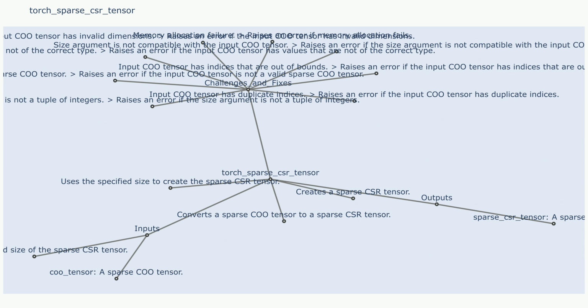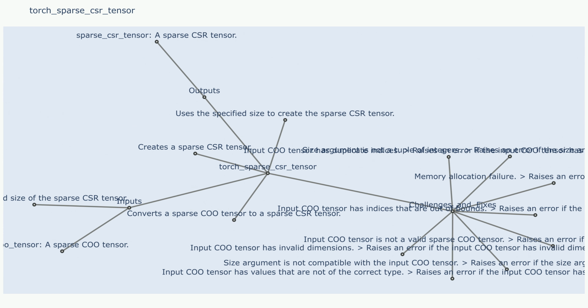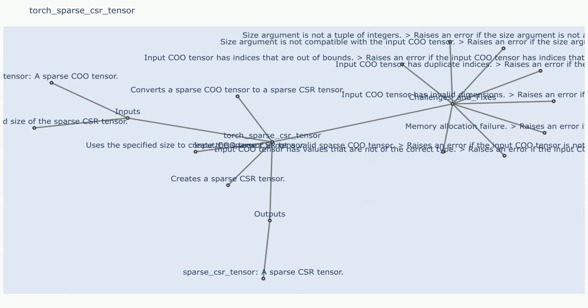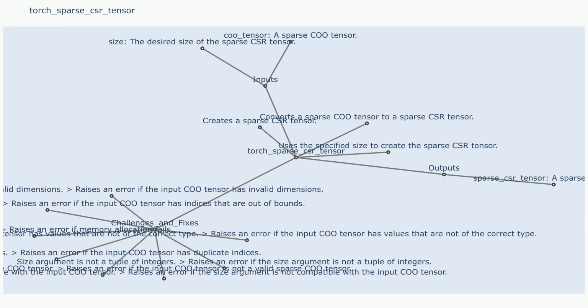Challenges and fixes. Challenge 1: the input coo_tensor is not sorted by row indices. Sample use case: a sparse matrix where the non-zero elements are not arranged in ascending order of row indices. Fixes: sort the input coo_tensor by row indices before passing it to torch.sparse_csr_tensor.